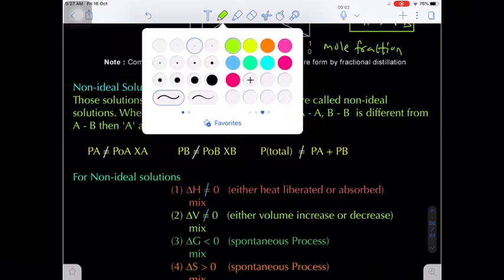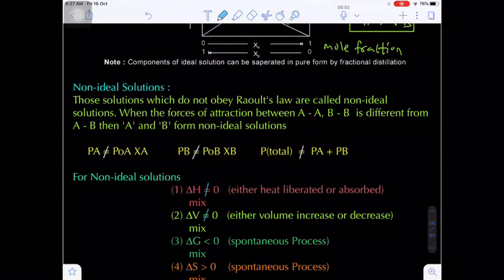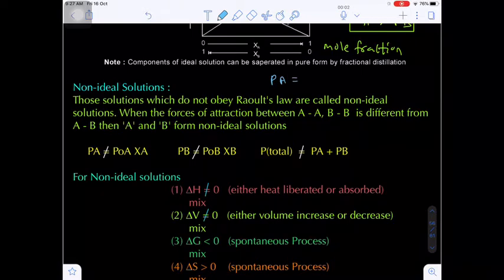What is Raoult's law? According to Raoult's law, the partial pressure of any liquid in a solution will be equal to the product of its mole fraction in the solution and its vapor pressure in the pure state. So Pa will be equal to P naught A into XA, and for one more component, let's suppose component B, the partial pressure Pb will be equal to the product of its vapor pressure in the pure state and its mole fraction.